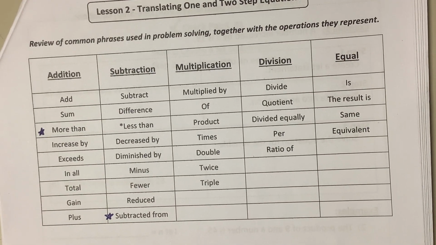Multiply by, of. Of shows up so often. Product, times, double, twice, triple. Divide, quotient, divide equally, per, ratio of. Interesting, of is in multiply and divide. Ratio's the key there. Equal is the same, equivalent, the result is. Total very often acts like an equal sign.